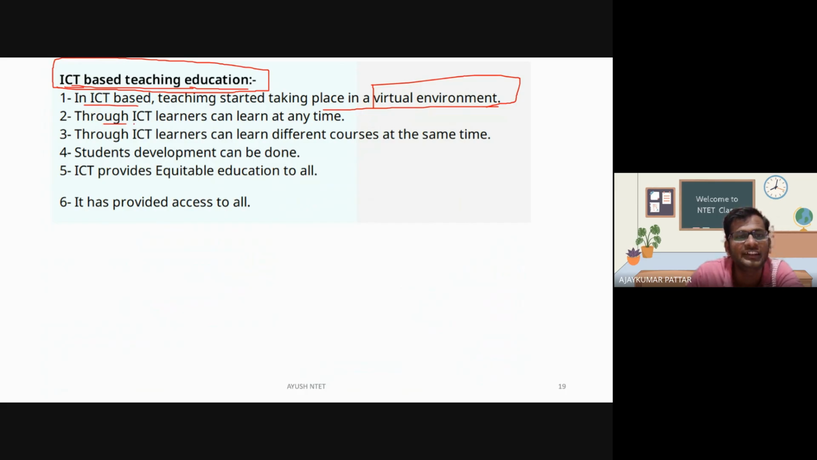Then through ICT learners can learn at any time. In the ICT based method, learners can learn at any time.